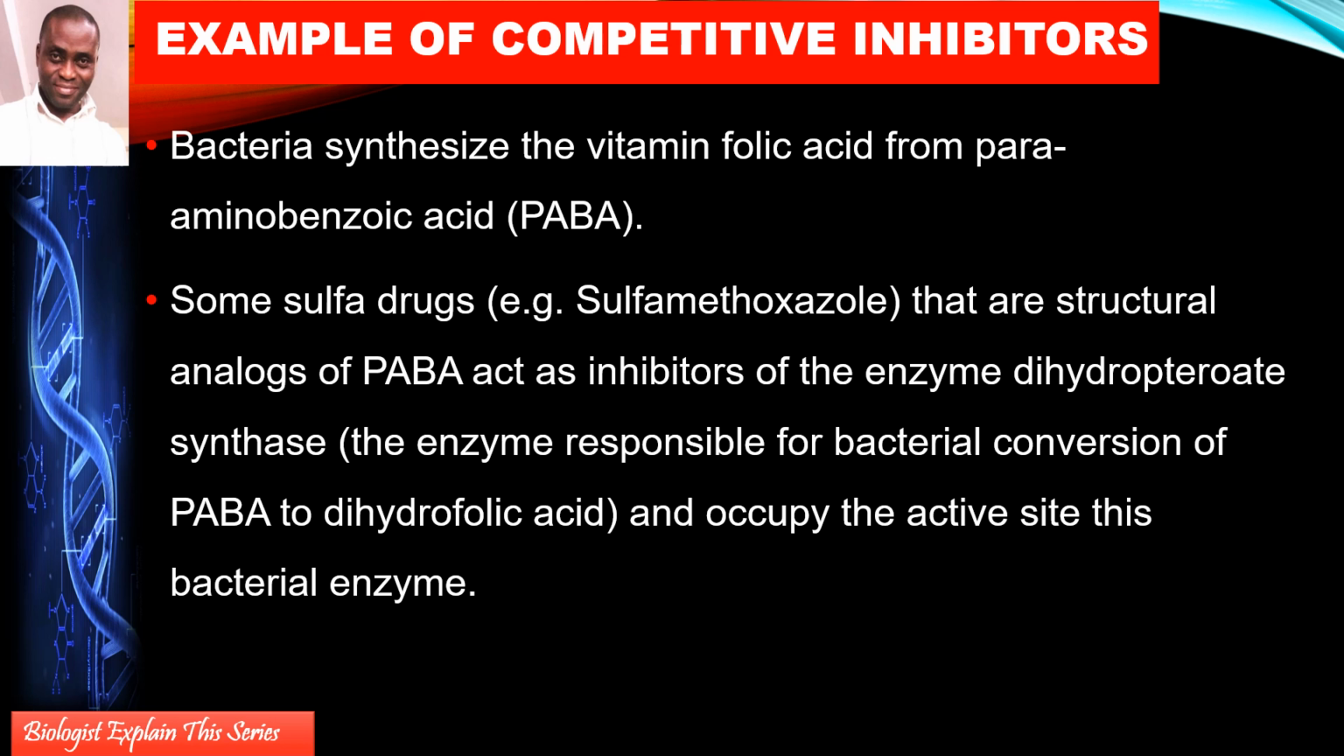One example is sulfamethoxazole. What these drugs do is that they are structural analogs, so they look like PABA. And so they compete, they act as inhibitors that bind to the enzyme that is required to convert PABA to folic acid that bacterial cells need for their wall. So this synthase enzyme, the dihydropteroate synthase required by bacteria to convert PABA to dihydrofolic acid, is what is inhibited. So that's a picture of a competitive inhibitor instance.